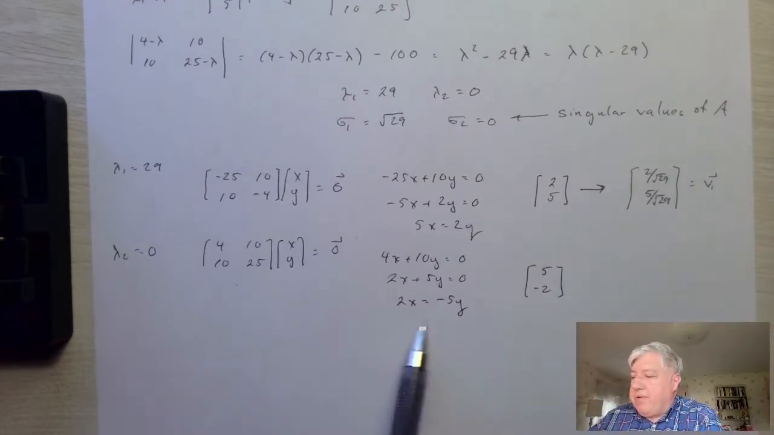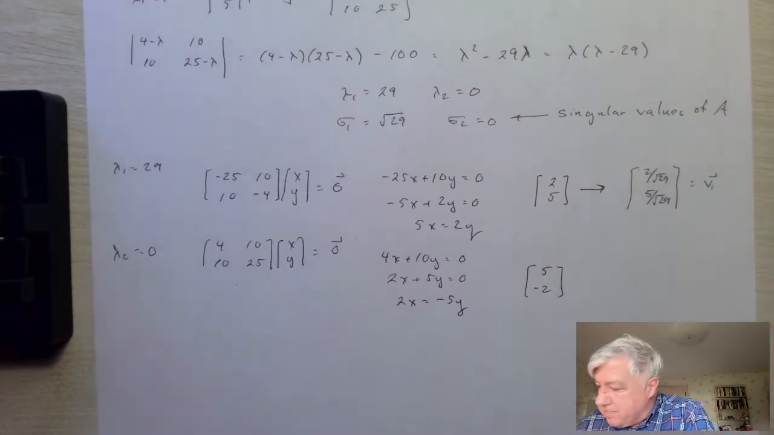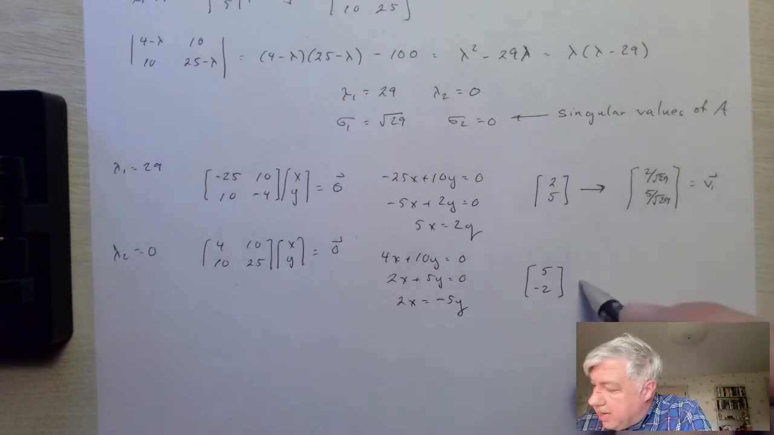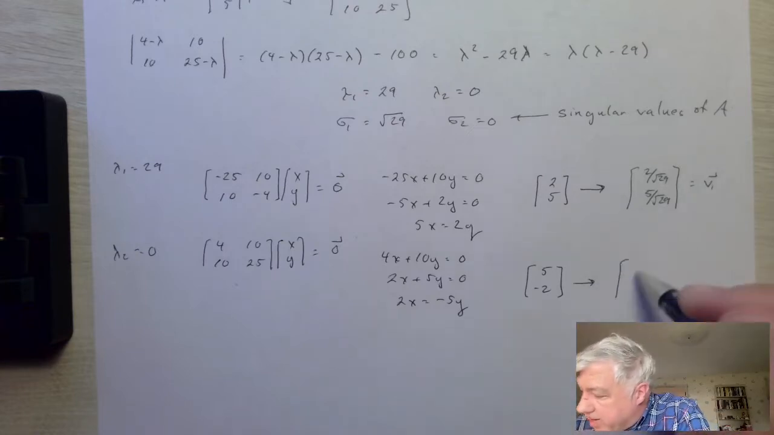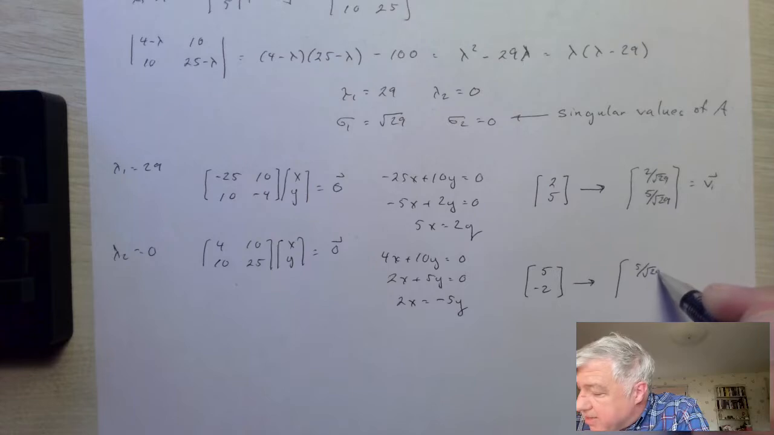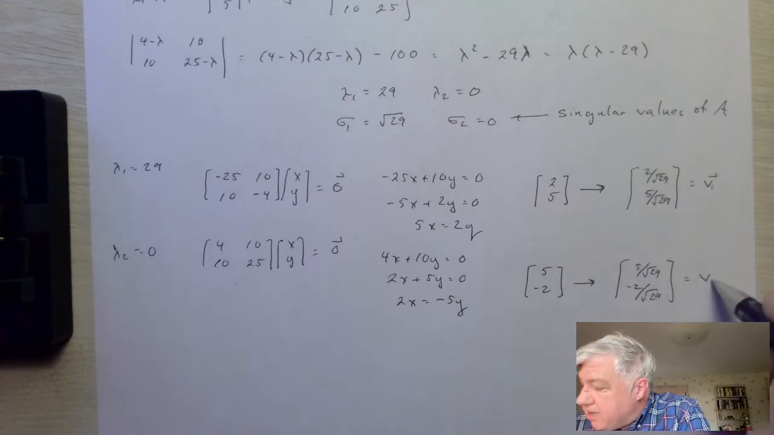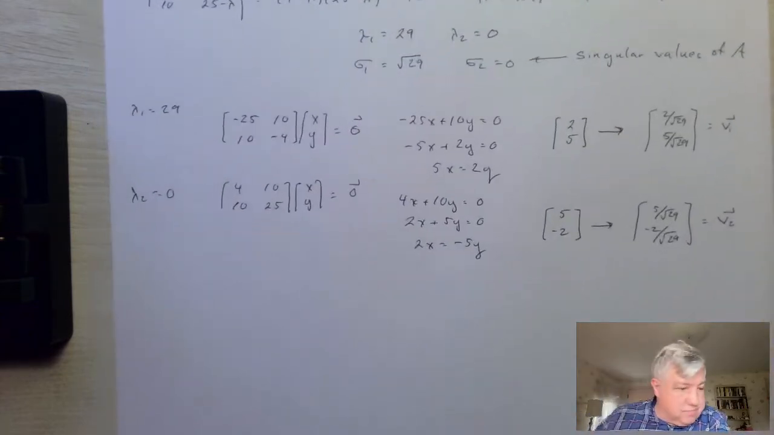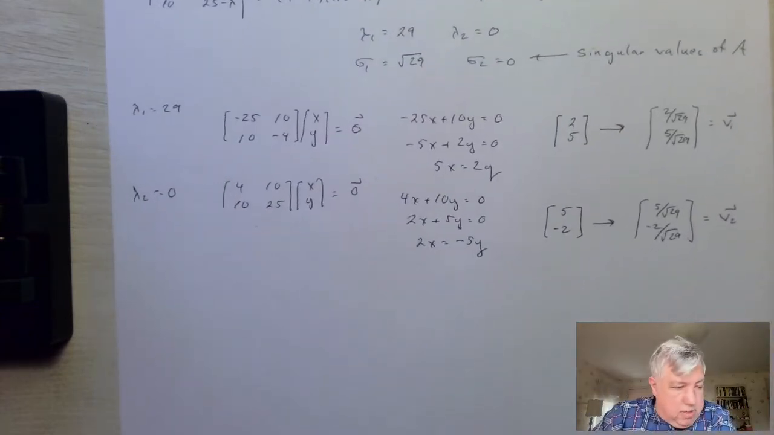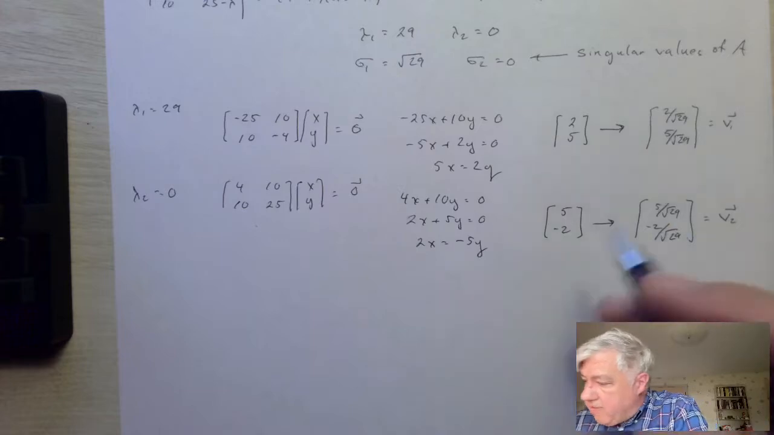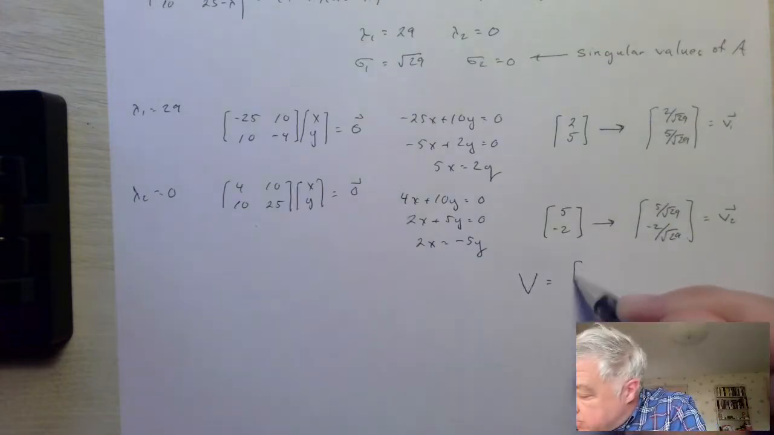That will do if you want to avoid the fractions. And then we can normalize that again, and we'll get 5 over square root 29 and negative 2 over square root 29. And that will be V2. Okay. So our V will be this matrix.